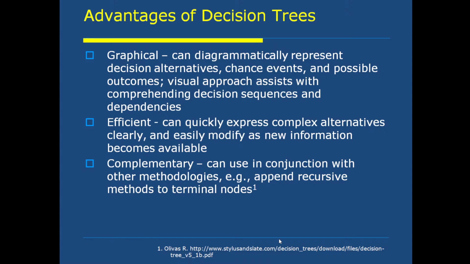Decision trees are efficient; they can quickly express common alternatives clearly, and be easily modified as new information becomes available. They are also complementary, and can be used in conjunction with other methodologies, for example, applying recursive methods to terminal nodes.